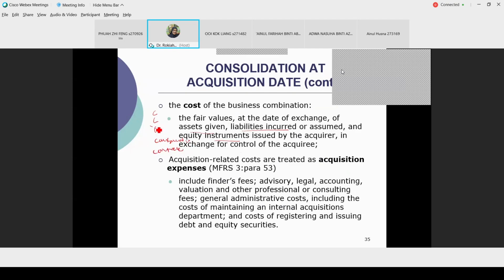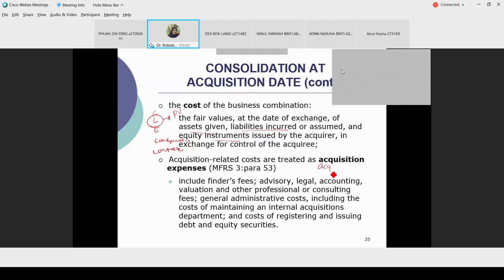But be careful, a liability should use present value because you want to know the value at that time. So the cost here should be measured at fair value for any assets given. And then acquisition-related costs are not treated as part of the acquisition cost. These include finder's fees, advisory, legal, accounting, valuation and other professional fees. This cost is going to be recognized as an acquisition expense.